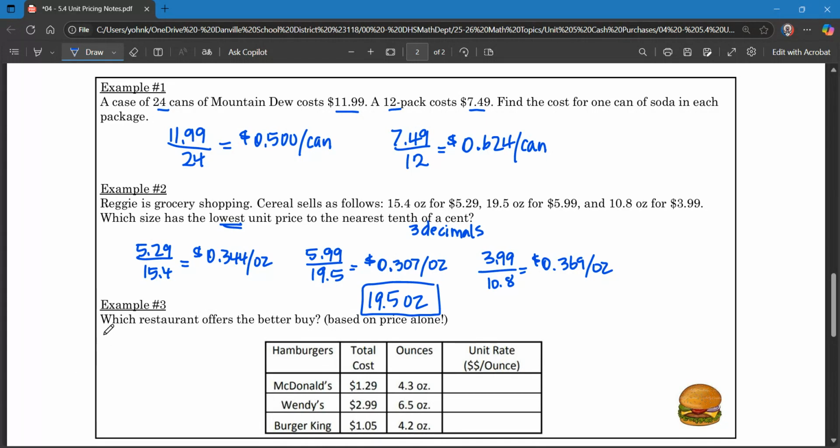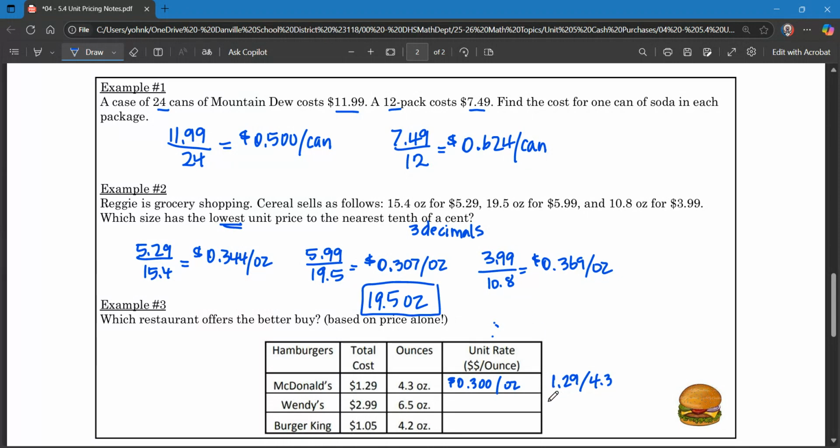All right, example number 3, which restaurant offers the best buy based on price alone? So we have hamburgers at McDonald's, Wendy's, and Burger King. We have the total cost of the burger. We have how many ounces are in the burger. And then we're going to calculate the unit rate so we can figure out the better buy. So let's see, McDonald's is $1.29 for 4.3 ounces. So we're going to do $1.29 divided by 4.3. When I do that, I get 0.300 per ounce.